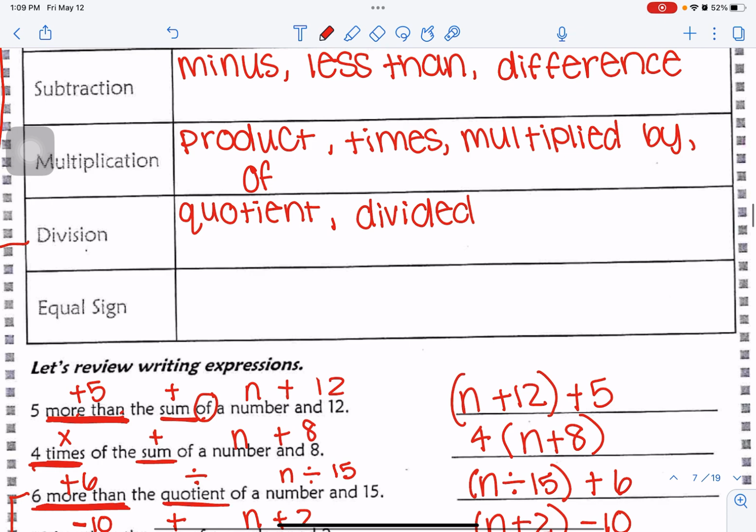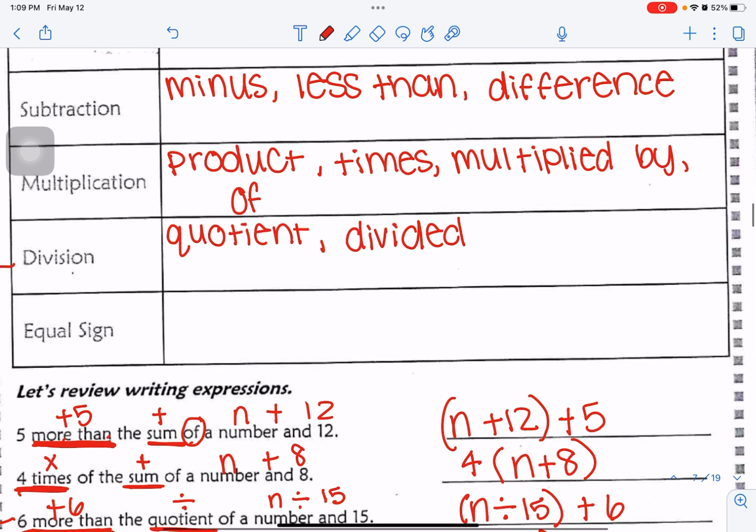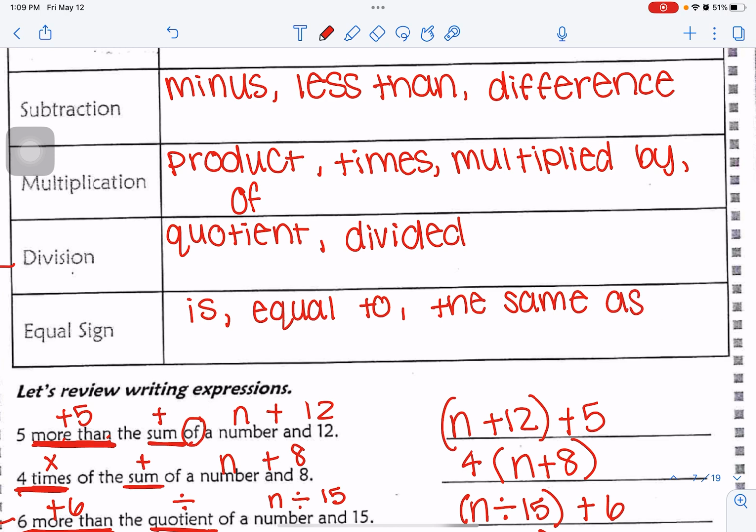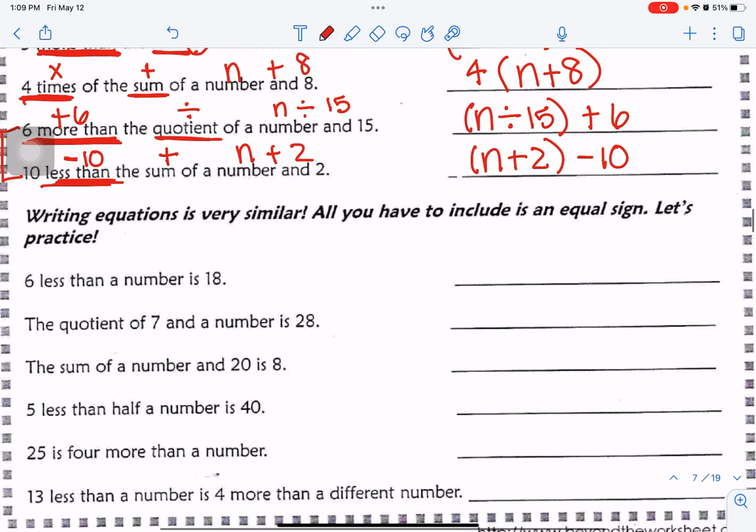Okay, so now we are going up to the equal sign. Some words that I would use which also mean equal would be is, equal to, and the same as. So when I go down here, it's the exact same process as what we were doing above. We are just adding our equal sign now.